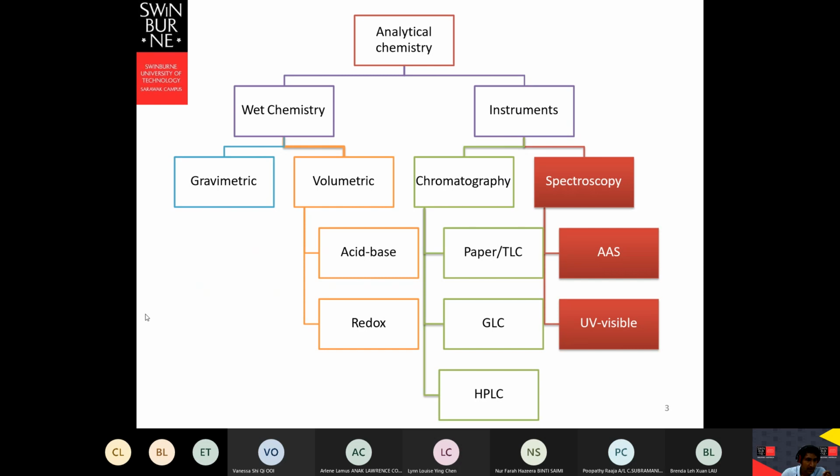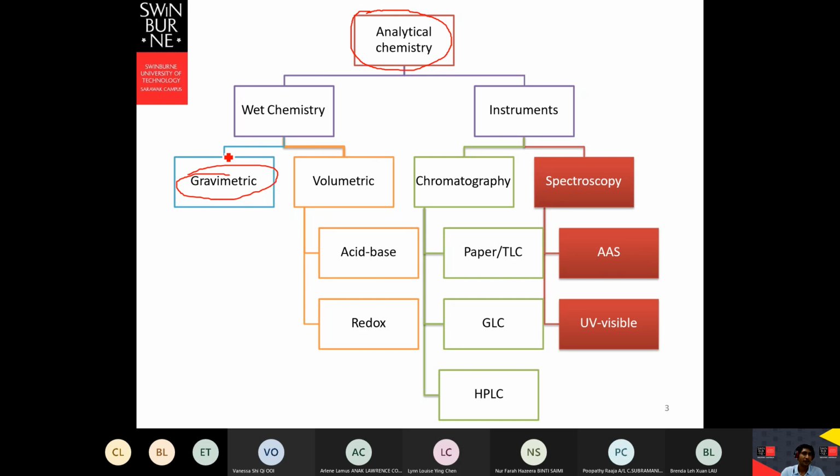Now, since we are in week 6 and have covered at least the majority of analytical chemistry, we started with the gravimetric analysis. We have seen how gravimetry works, so I'm sure you know what it is. And from there, we have seen the volumetric analysis of the samples. Okay.